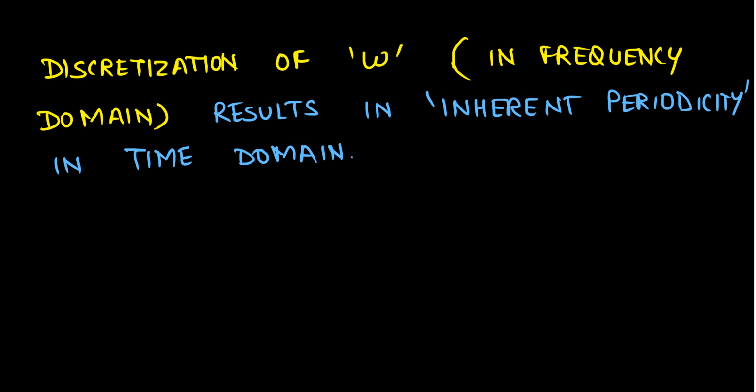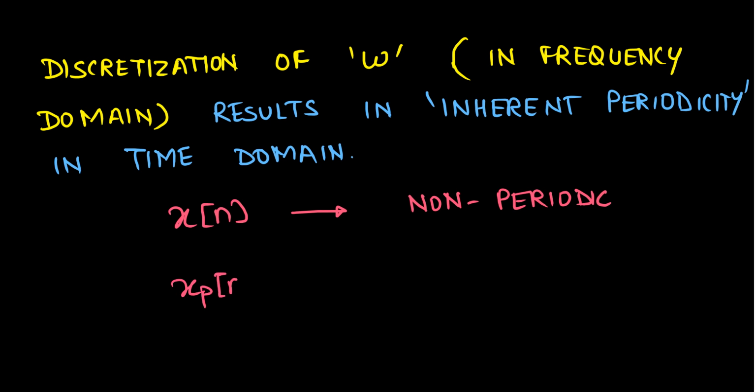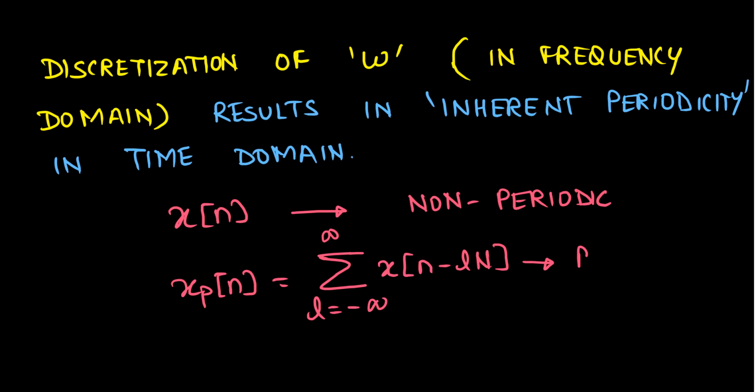So by this what we mean is, initially we have this x of n which is non-periodic, but when we discretize the omega axis, we obtain this x_p of n, which is equal to summation l running from minus infinity to infinity x of n minus lN, and this is periodic with period N. So this discretization is resulting in inherent periodicity in the time domain.